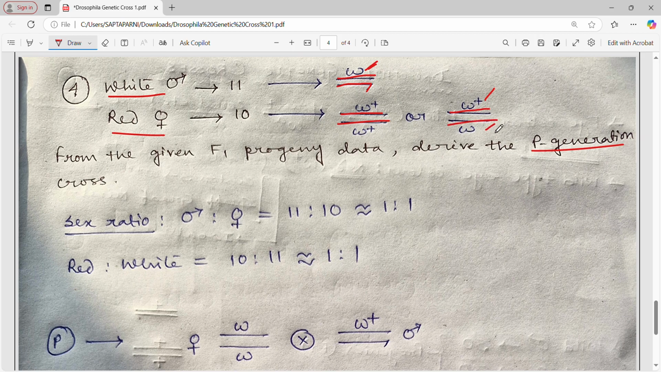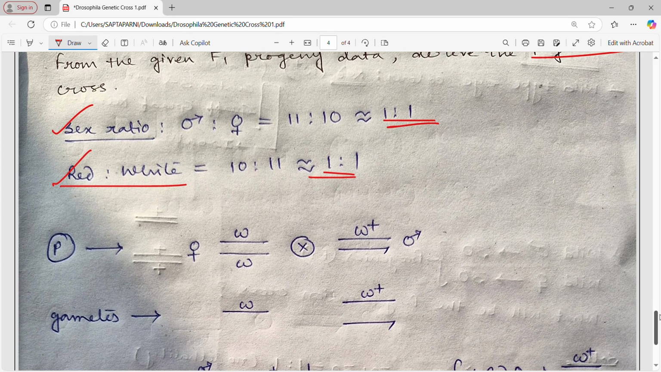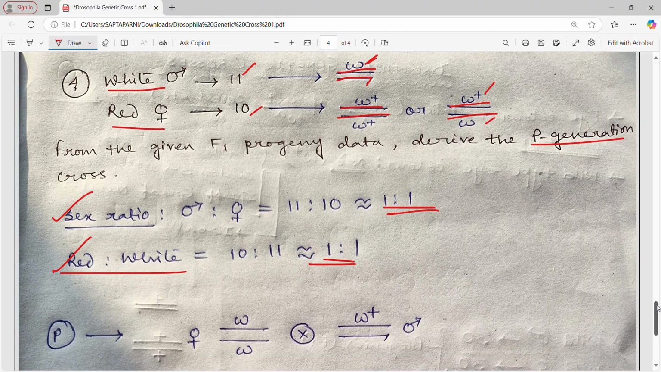Now first of all we have to derive the sex ratio. The sex ratio is 11:10, that means 1:1. And the phenotypic ratio, red to white, is 10:11, that is 1:1. So it is a test cross. Now let's derive the cross of P generation. So what should we look into? We should look into the male's genotype, the F1 offspring male's genotype.